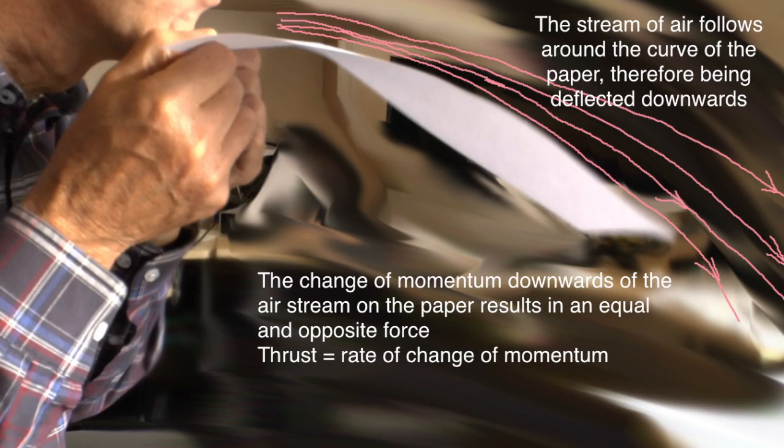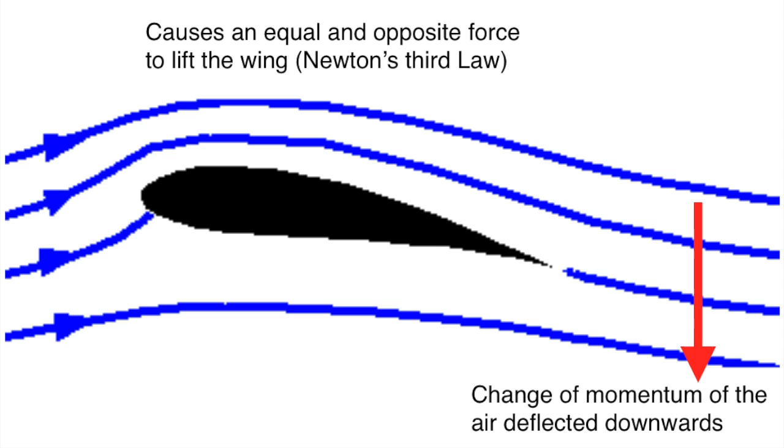The effect of a wing can be explained in the same way. The stream of air sticks closely to the surface, both top and bottom. The downward slope of the trailing edge and the slight angle of attack of the wing deflects the air downwards. That change in momentum of the air downwards results in an equal and opposite effect, pushing the wing upwards.